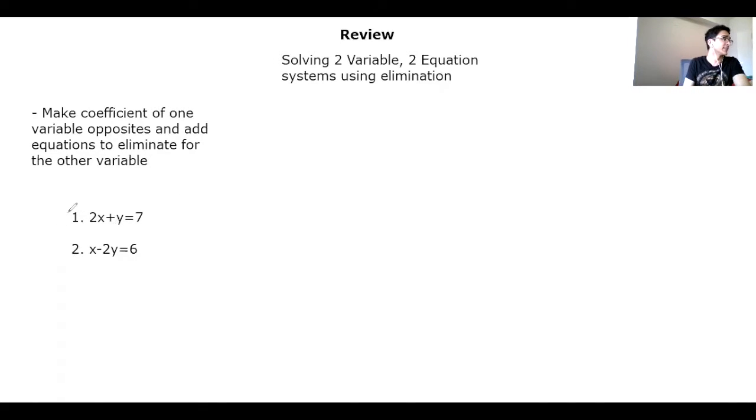So right away, I can see that if I multiply this first equation by 2, I will have 2y. Then if I am to add the 2 equations, the 2 y's will cancel each other out because I have a negative 2 as the coefficient on the second equation. So let's try that. 2 times the first equation would give me 4x plus 2y equals 14. And then add that to x minus 2y equals 6.